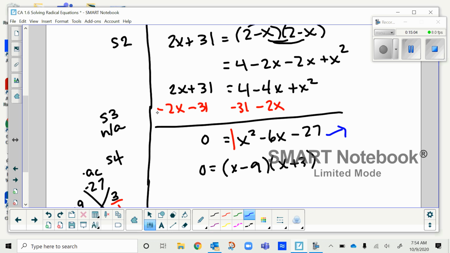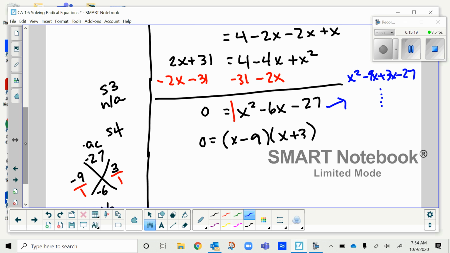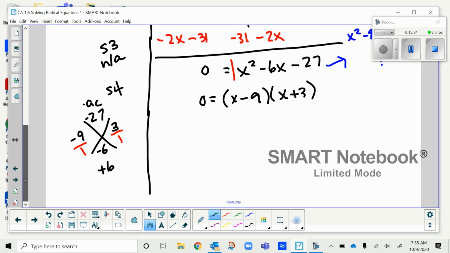It would have started out as x squared minus 9x plus 3x minus 27. And then you would have continued on with your grouping and ended up where we are at: x minus 9, x plus 3. And so this is factored form, right? Factors are things that are being multiplied. So we have this grouping x minus 9, one factor, times another grouping x plus 3, the second factor. So this is factored form.